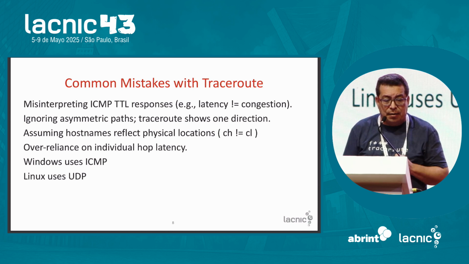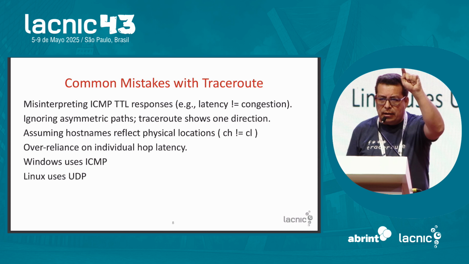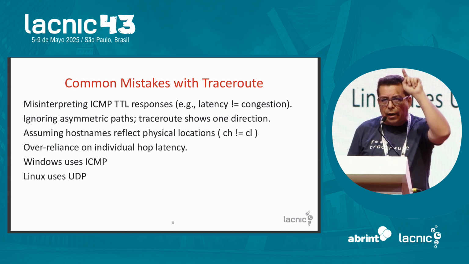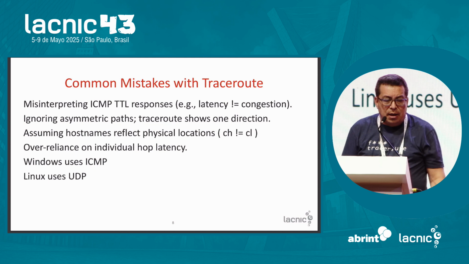Another common mistake is asymmetrical paths in traceroute. Asymmetric paths are something that we should bear in mind. This is very important. A ping test should not be only from origin to destination. We also have to follow the path from the destination back to the origin.